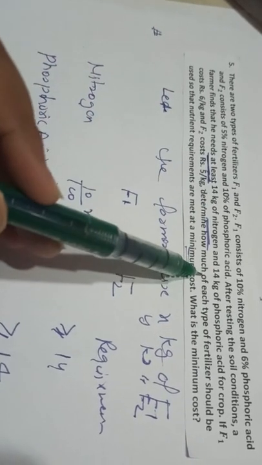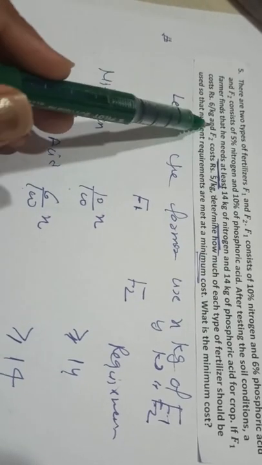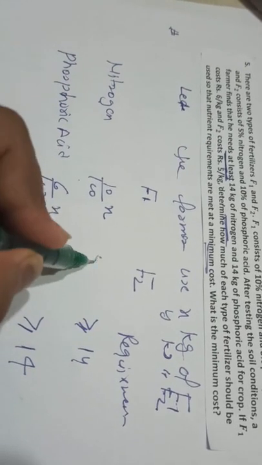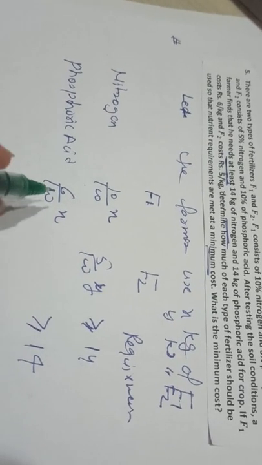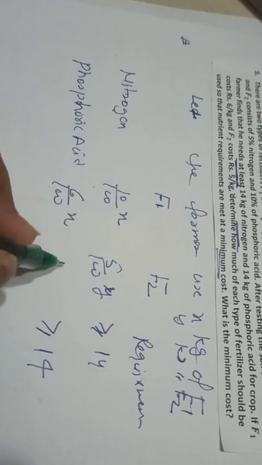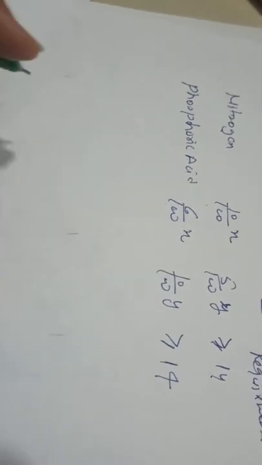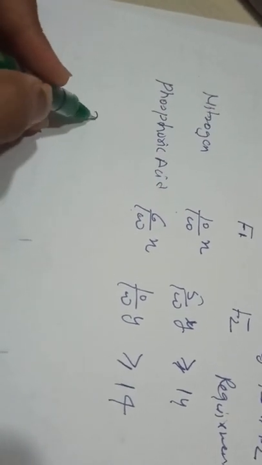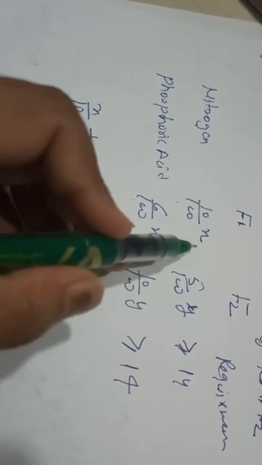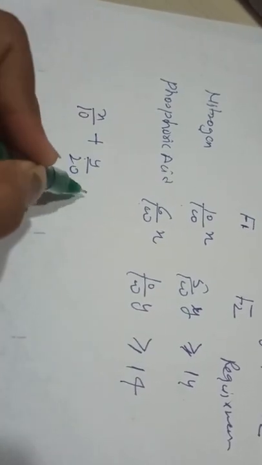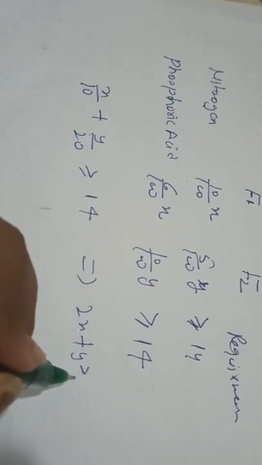Similarly the second fertilizer has 5% of nitrogen, that is 5/100 of y, and 10% of phosphoric acid. So now we have the constraints. Now we can frame these equations. So my first constraint comes out to be x upon 10 plus y upon 20, this plus this, greater than equal to 14. So the equation is 2x plus y greater than equal to 280.